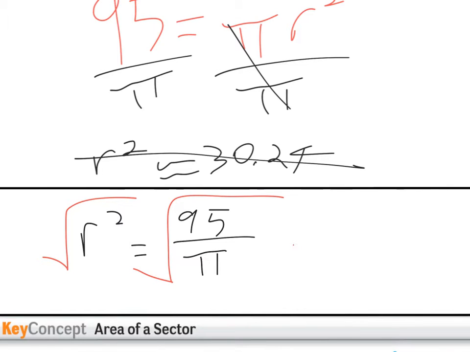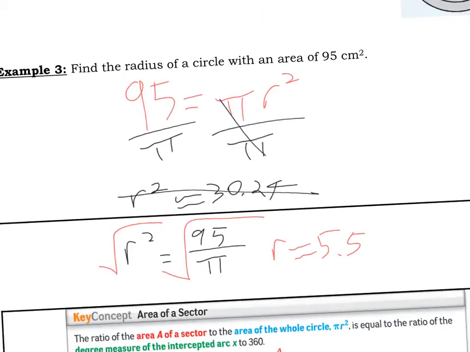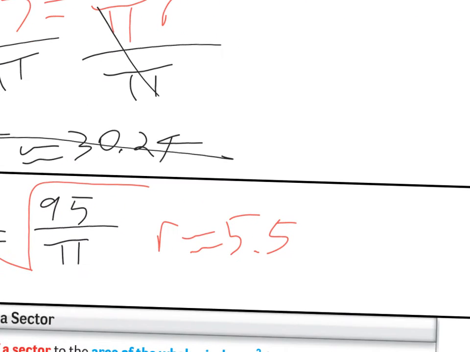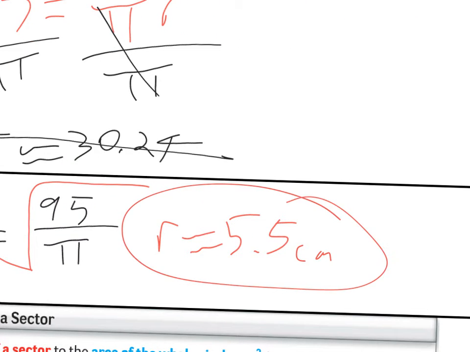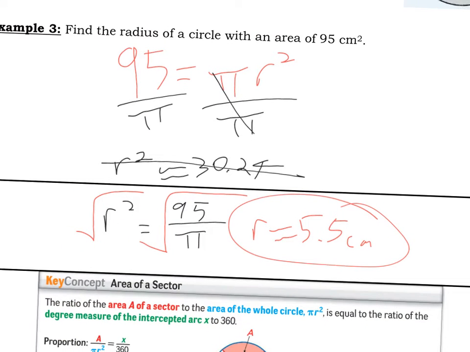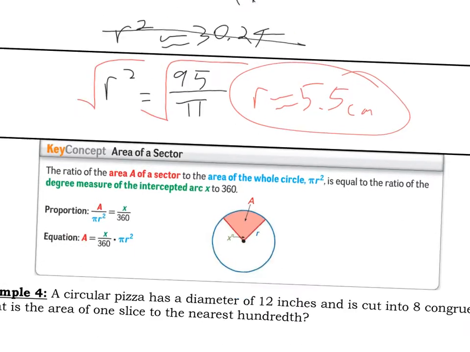And so I get r is approximately 5.499 is what my calculator says. So I'm just going to round that to 5.5. And then my unit was centimeters, so just write centimeters next to it. And that's how I would go backwards. I would divide by pi and square root it. If I wanted to know my diameter, I'd just double it. I'd say 5.5 times 2, that's 11. And that's all there is to that one, working backwards.